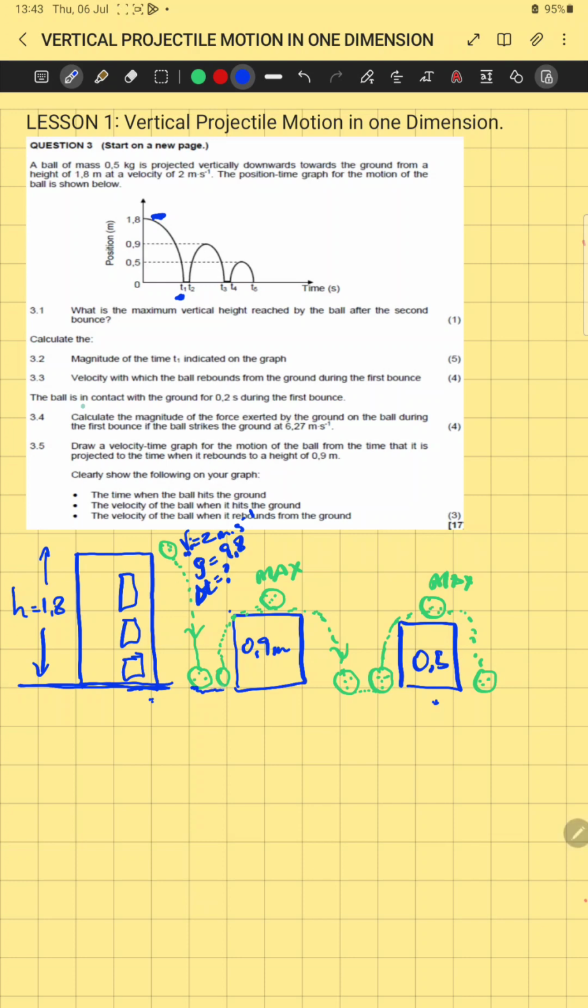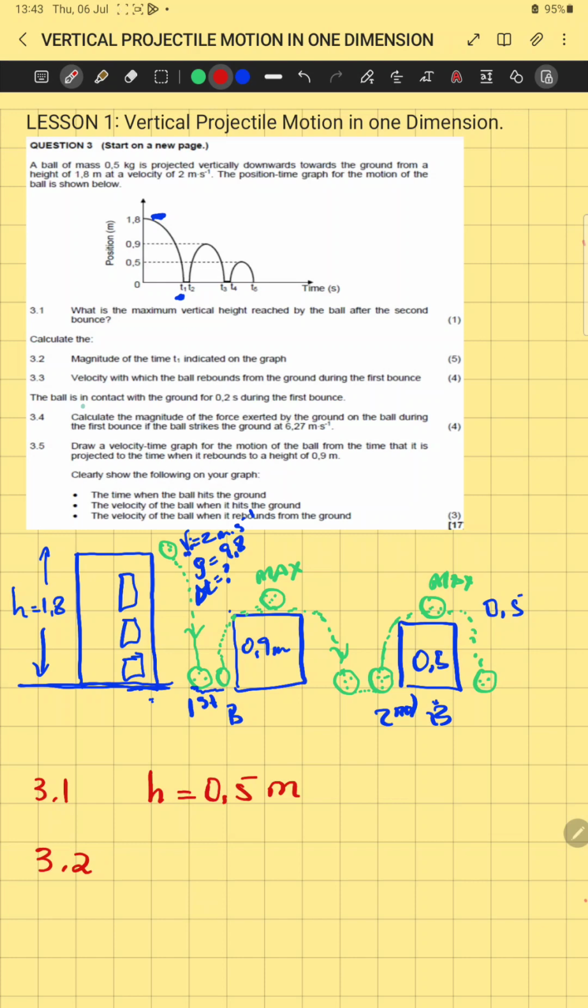So this is the first one and this is the second one. So this is the first bounce and this is the second bounce. So what is the height here? Of course, the height here is 0.5 meters. So that means to answer the question in 3.1, the height h is equal to 0.5 meters. That is the first question.